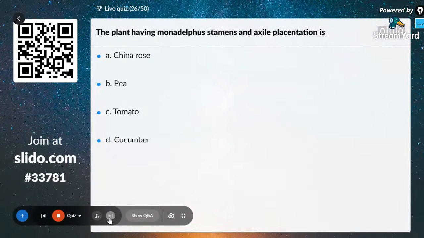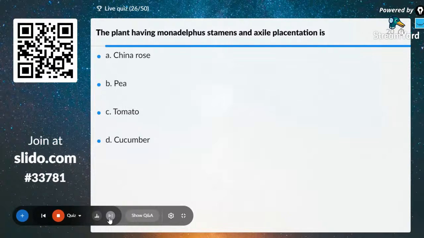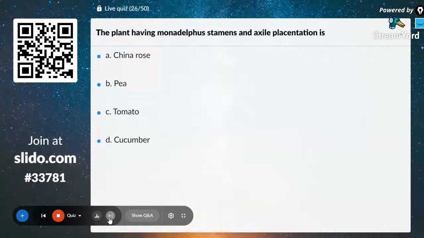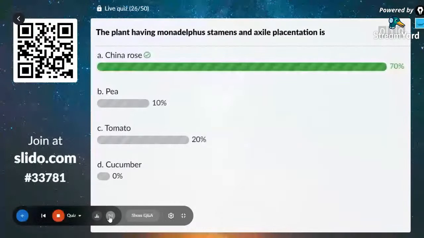The plant having monoadelphous stamens and axile placentation is China rose, pea, tomato, cucumber. Monoadelphous stamen and axile placentation is seen in... Guys, the answer is China rose. Next question on the screen.